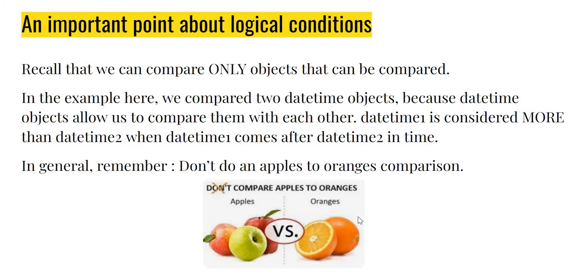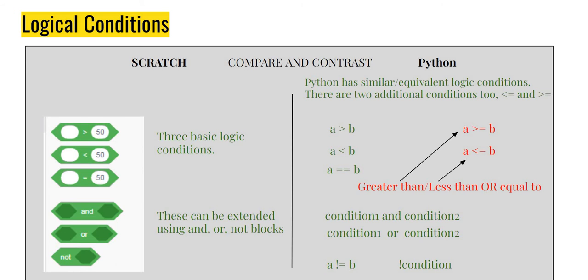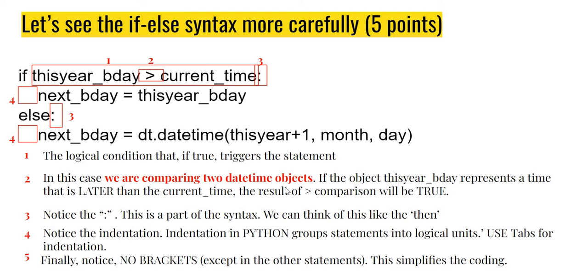The only thing to keep in mind is that we have to be careful about what we are comparing. In this example, we compared two date time objects because it's possible. Basically it tells which one appeared first, which one appeared later. But in general, just remember the basic rule, that simple rule, which we actually use in our day-to-day life as well. Do not do an apple to orange comparison. Whatever you're comparing has to be logical, it has to be sensible, and then you get a meaningful answer.